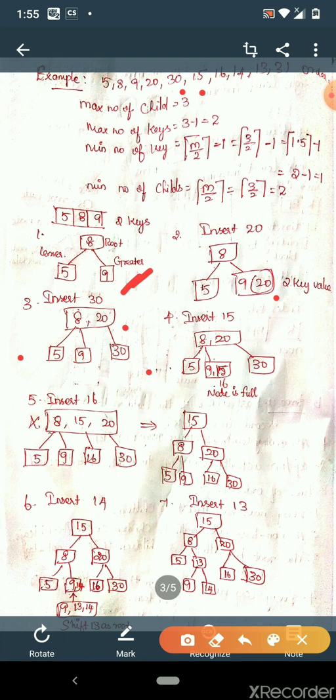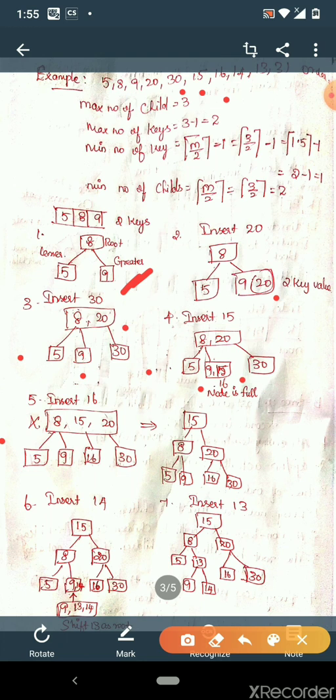So where am I going to insert 15? Here, because it is greater than 8. So now 15 is inserted here, 9 comma 15. So next you are going to insert 16. So you have to insert 16 in this node, but the node is full. So you are going to move 15 to the root. So see here, the next step, insert 16.